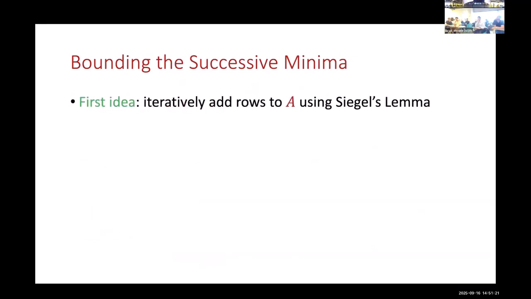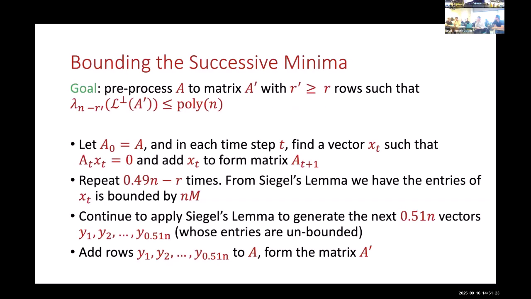Did we need to use Siegel's lemma to get those 0.51n vectors, or could we make any orthogonal vectors? For the last ones, the y_i's, we just pick whatever orthogonal vector we want? Yeah, I guess you can, because we don't care about the bounds, yes.